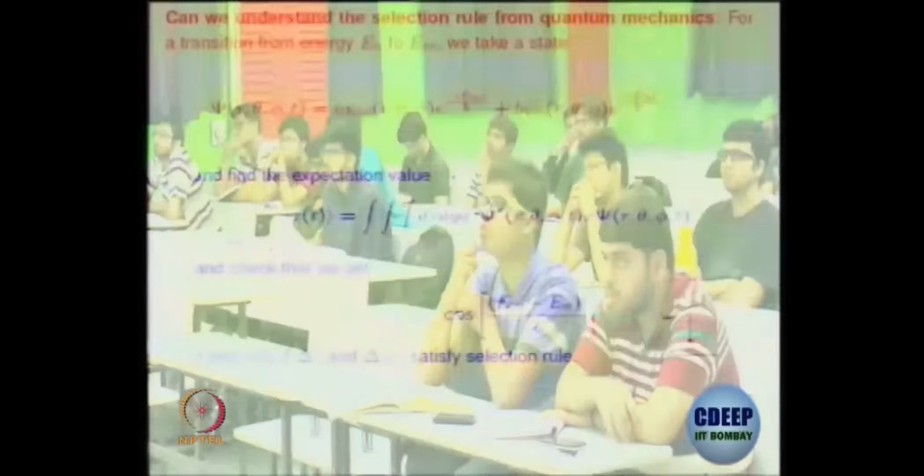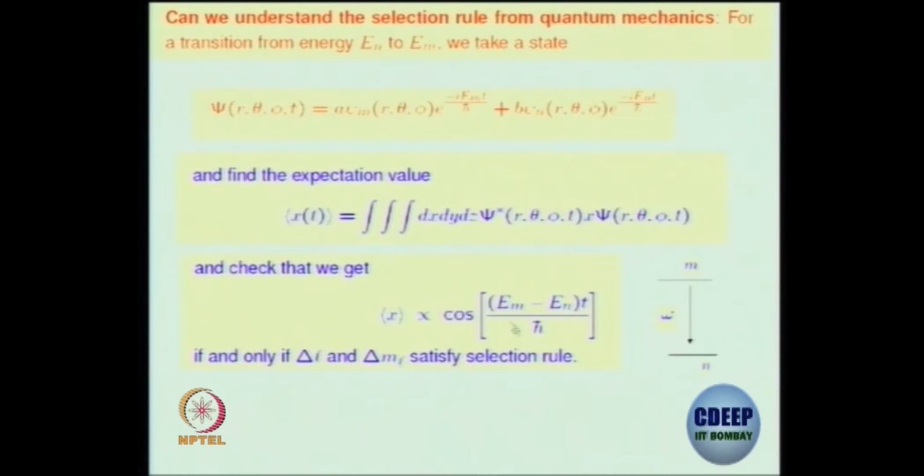Take the radial coordinate and try and work out the expectation value of the radial coordinate in your wave function, which is a superposed wave function. Please do this yourself and see what you get.